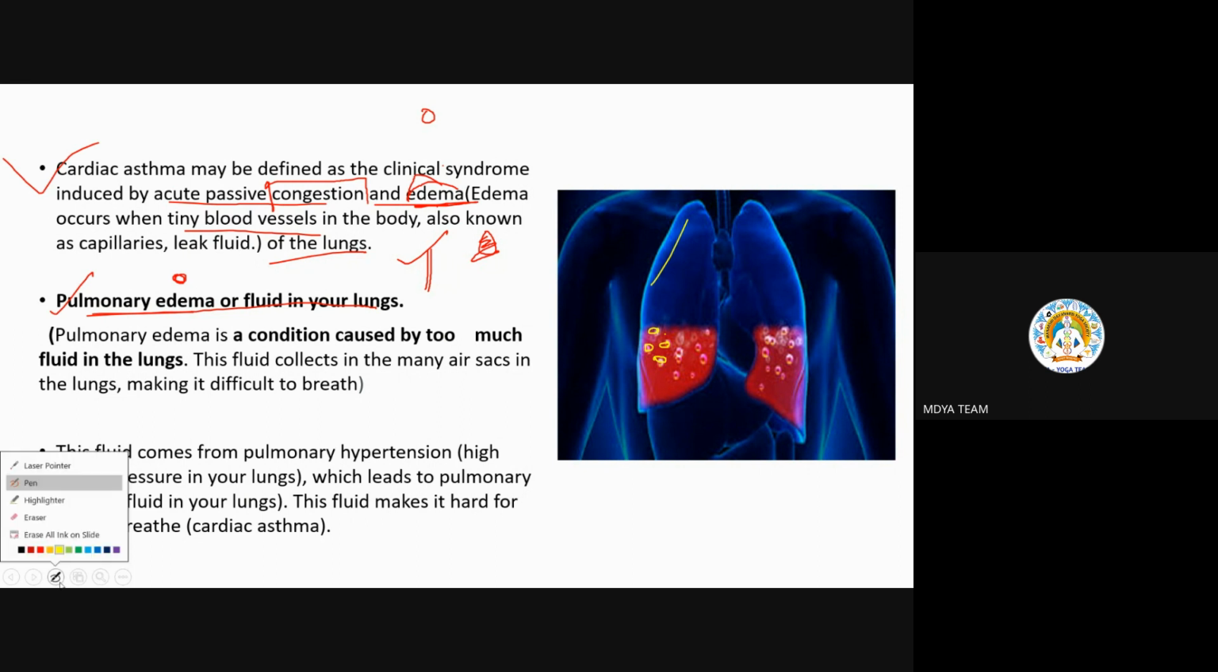When the capillaries burst or get destroyed, the fluid gets covered in this sac-like structure and gets deposited in the lungs, in the bronchi, bronchus. Then the person will feel difficulty in breathing. We will further see how it works.